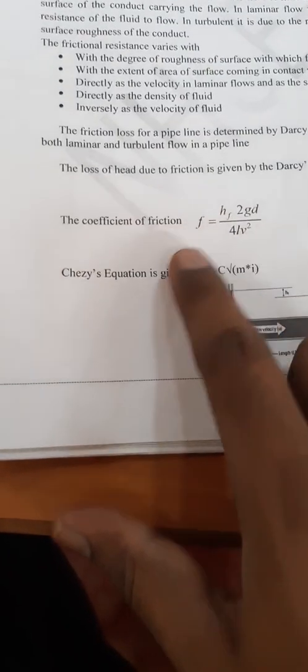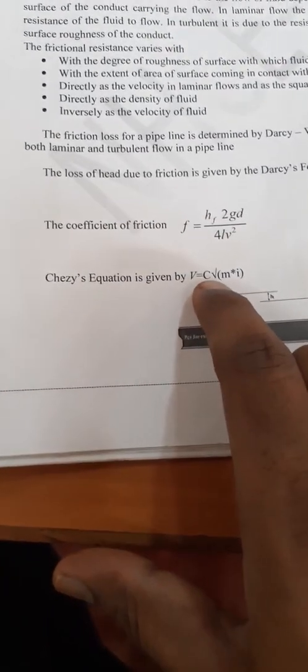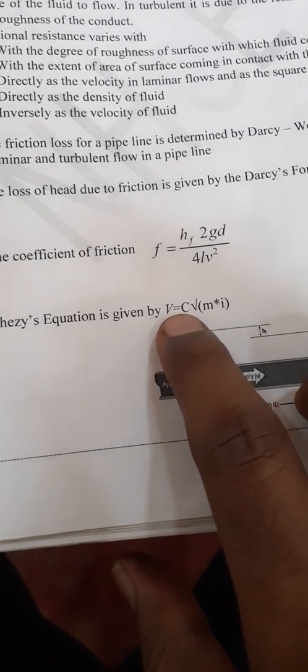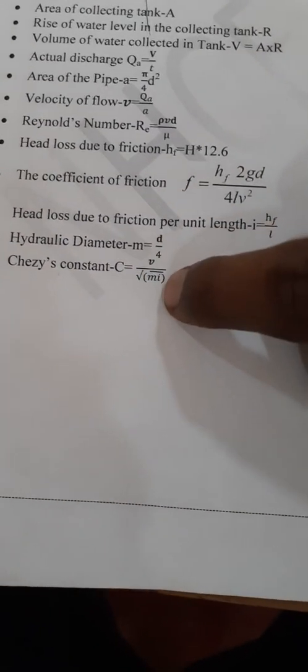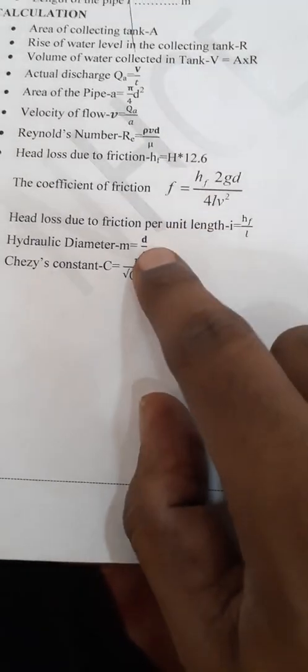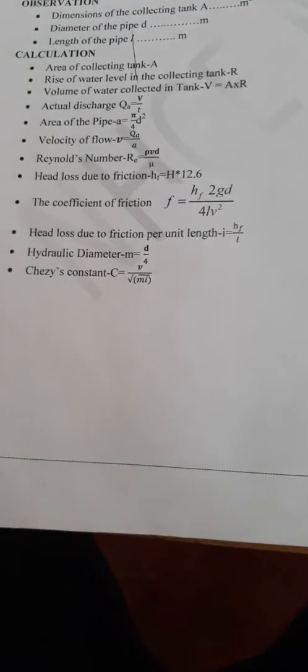And then the friction factor. Once we get the friction factor, the other thing is to find the Chezy constant C. The Chezy constant is given by V divided by square root of mi. We know the velocity, m and i. i is hf by L, whereas m is D by 4, that is called the hydraulic diameter. Once you substitute all these values, you get the Chezy constant.